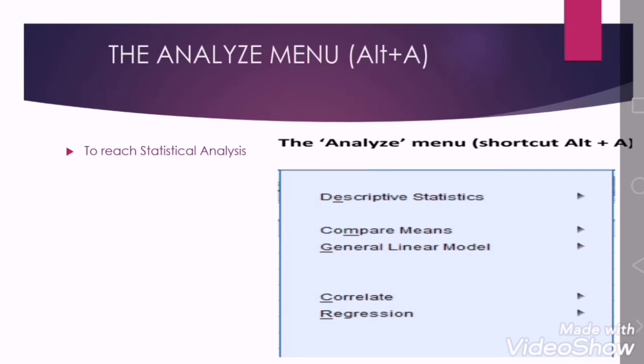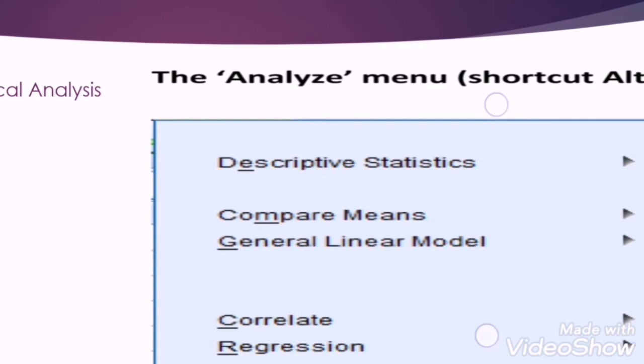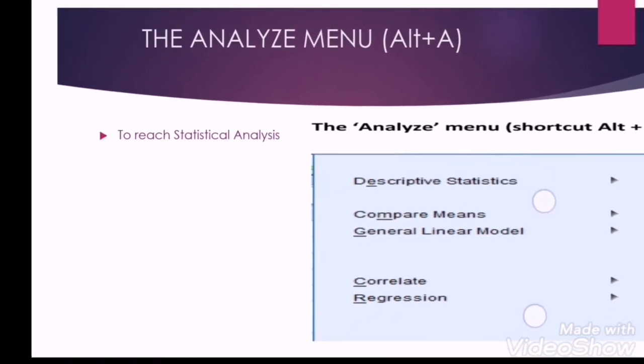The Analyze menu. This menu helps in arriving at statistical analysis. Yes, this menu contains statistical options. This is the menu we are likely to use the most and initially we need. It contains descriptive statistics, compare means, linear model, correlate and regression.